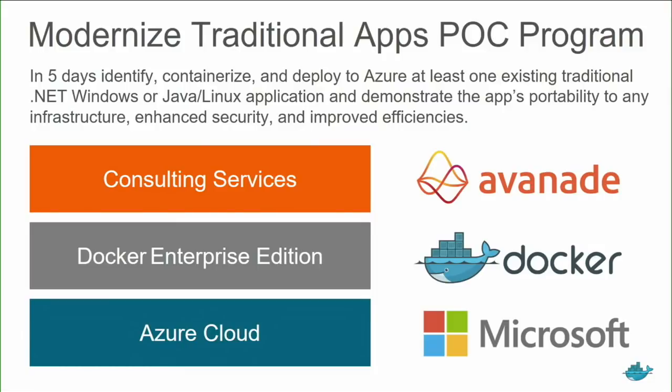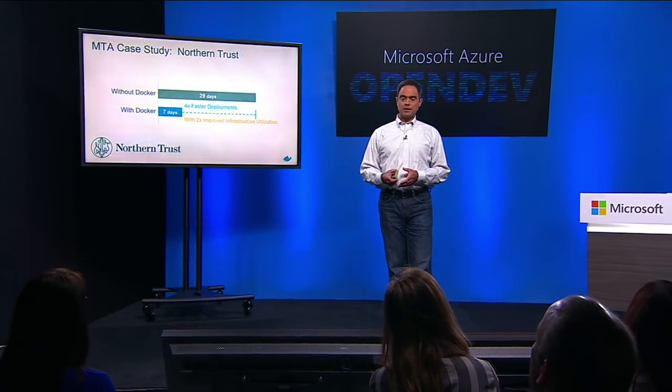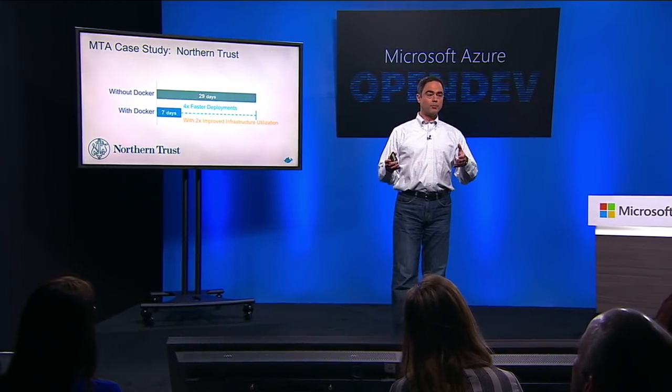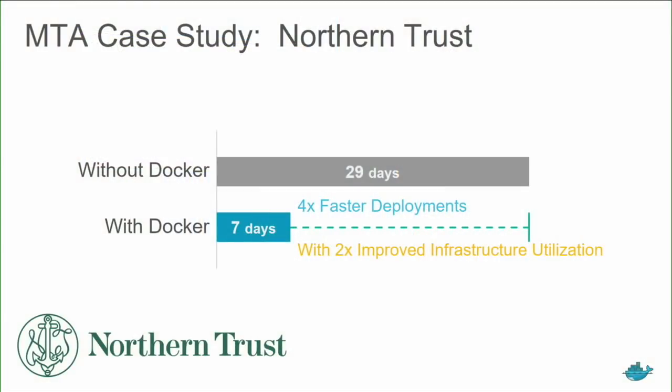So to help customers take this very first step on this multi-step journey toward microservices, we partnered tightly with Avanade and Microsoft to develop what we call the Modernized Traditional Apps POC program. This is a very exciting program that in 5 days will take an existing legacy application, modernize it, put it into a container, put it on modern infrastructure on Azure, and put it under the management of Docker Enterprise Edition. And the results of this program, which we've been running in private trials since December, with several dozen customers having been through it, are pretty dramatic.